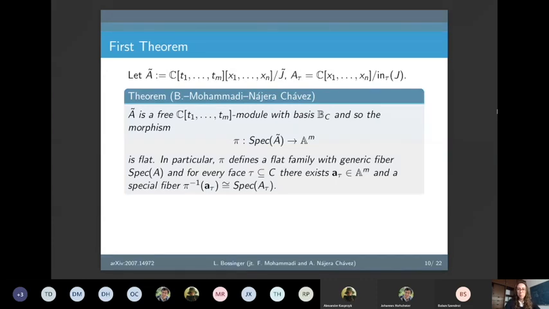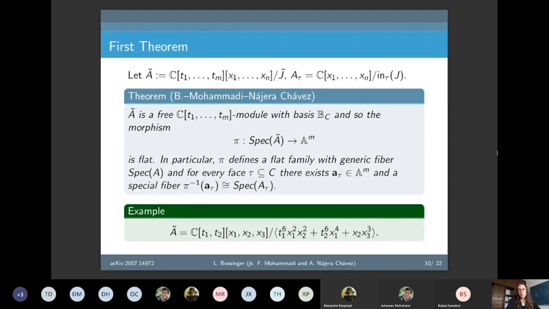Okay, so this is this flat family, and we've achieved our goal in the sense that it incorporates all the degenerations of my algebra A, or the spectrum of A, with respect to all cones that I can find as faces of this maximal cone C. And in the example, this algebra A tilde would just be the quotient by the ideal generated by the lift of f. So f itself is a Gröbner basis for the ideal generated by f in this case.